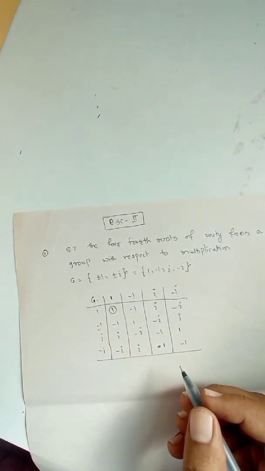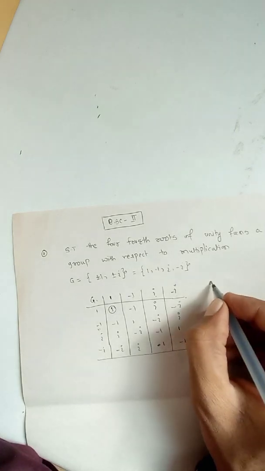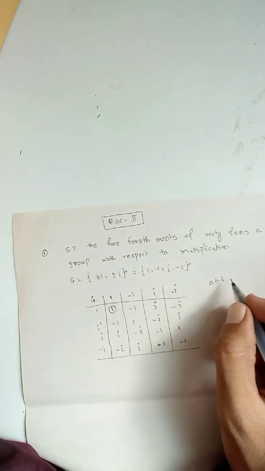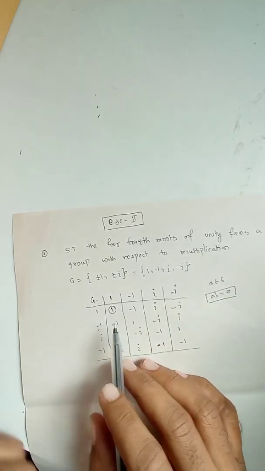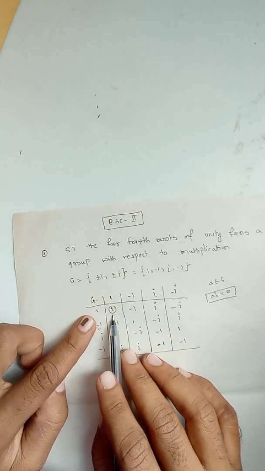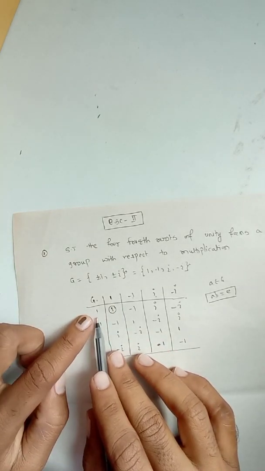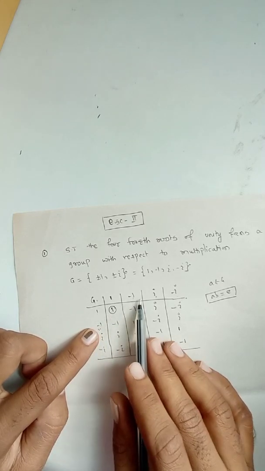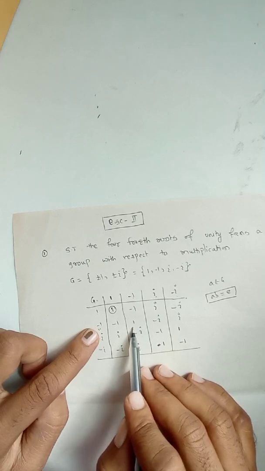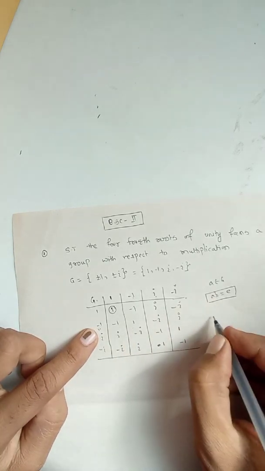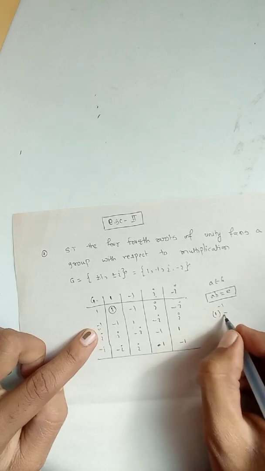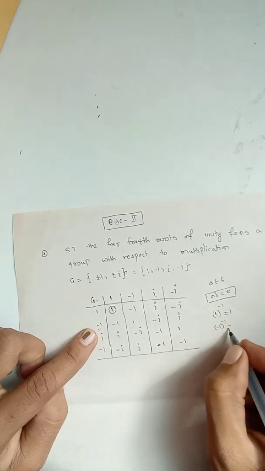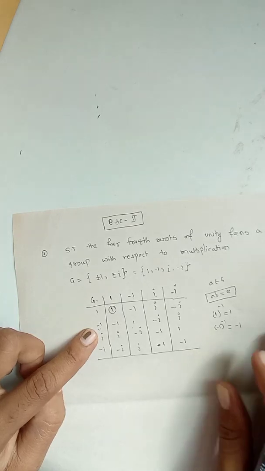Now we know that A belongs to G and if such a B exists such that AB is equal to E, then we say that B is the inverse of A. Now look here, 1 into 1, 1 came, which means 1 is the inverse of 1. Here -1 into -1 is equal to 1. What does this mean? The inverse of -1 is -1. So we can write the inverse of 1 is equal to 1, the inverse of -1 is equal to -1 itself.